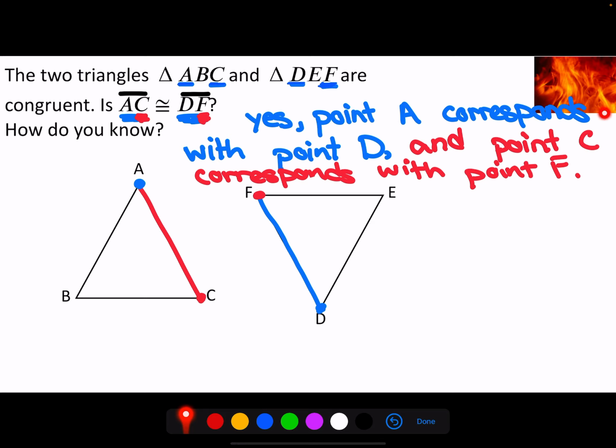So we can say, yes, point A corresponds with point D, and point C corresponds with point F. That alone is enough to say that those two segments are congruent because they are corresponding segments. And we know that corresponding parts of congruent triangles will always be congruent.